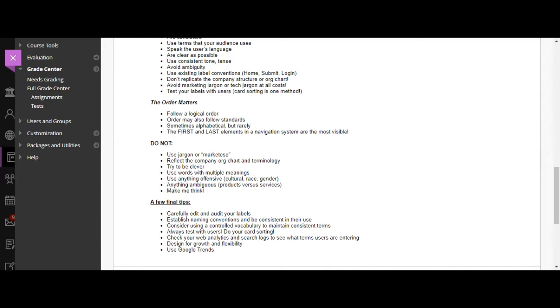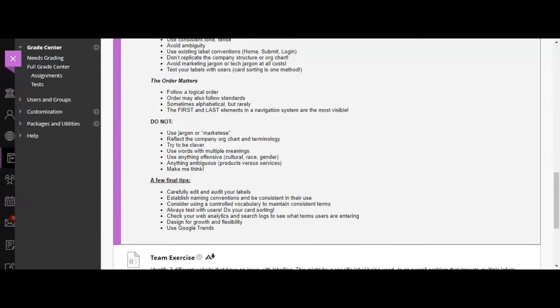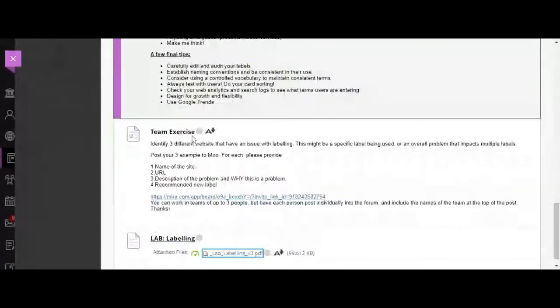So in Blackboard, I have repeated all the key items that I said. I've extracted some of the slides so that you have a quick reference to what to do, the best practice, do's and don'ts, and the final few tips.